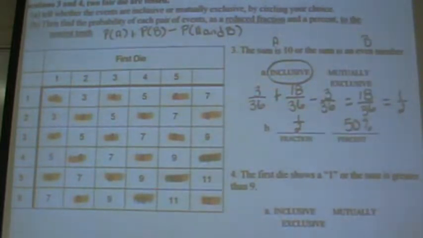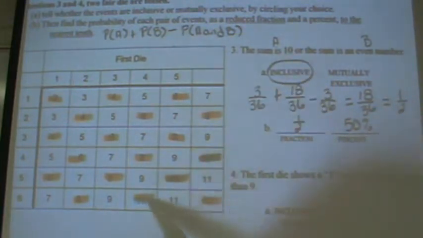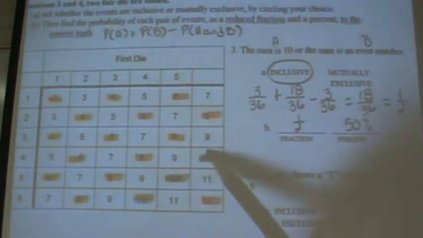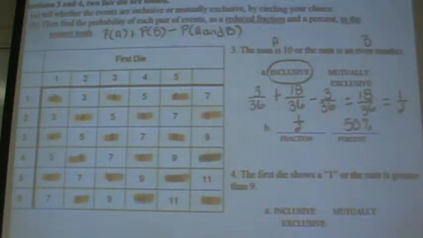The 3 over 36 is the probability of A and B. That's when your sum is 10 and the sum is an even number. Every time the sum is 10, it's going to be an even number, so they're both. It's the overlapping section. So we look at when the sum was 10, in those 3 spots, and then you also want to know when the sum is an even number. Well, like we said, 10 is always an even number, so all 3 of those are A and B. So that's where the 3 out of 36 came from. Okay?